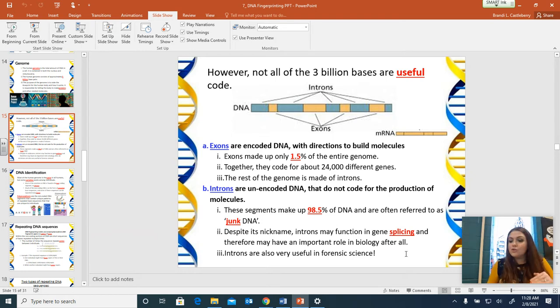So it's not that we don't use introns. It's not that I can't use it to create my DNA fingerprint or anything like that. It just means that they're not coding for a specific molecule. So it is your code. It is specific to you, but it is not coding for a specific thing to be made. So they are junk DNA, but it's still useful in our science. So introns are still very useful to us in forensics.